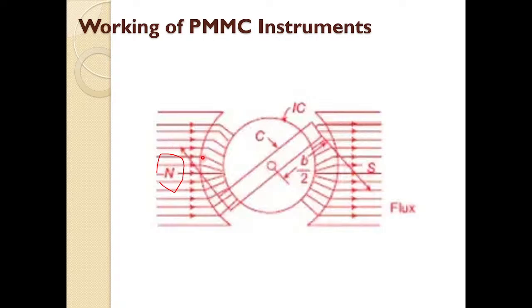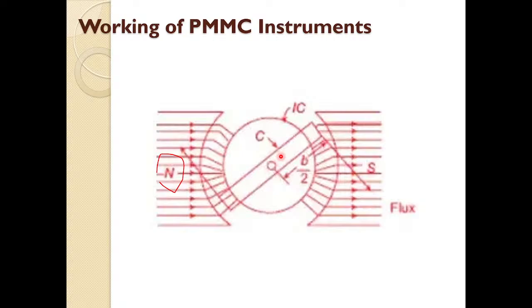So if you see carefully, these lines are the magnetic flux lines. When a current-carrying conductor is placed in the magnetic field, what will happen? It will experience a force, and when it experiences the force, motoring action takes place. So the permanent magnet moving coil instrument works on the principle of a motor. Its operation is based on the motoring principle.